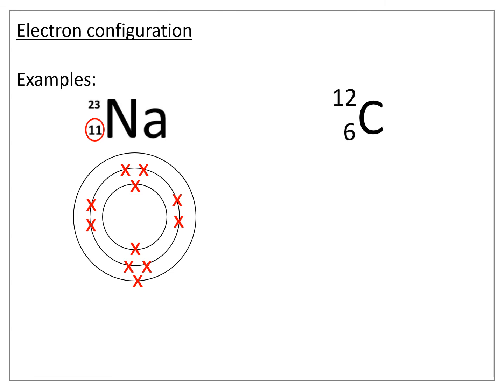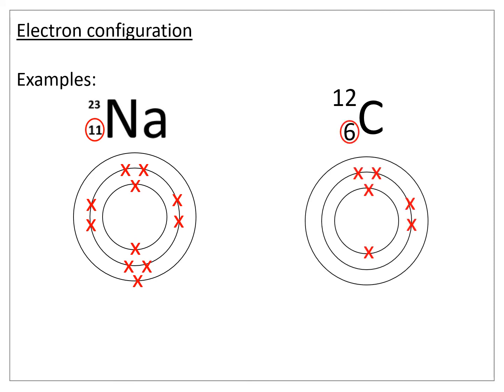Again, look at the atomic number. That tells me it's got 6 protons, which means it's got 6 electrons. So I put 2 on the first shell, 4 on the second shell. 2 plus 4, 6. So I've got 2, 8, 1, and 2, 4. And you can draw them like that, or you can write the numbers as shown there.